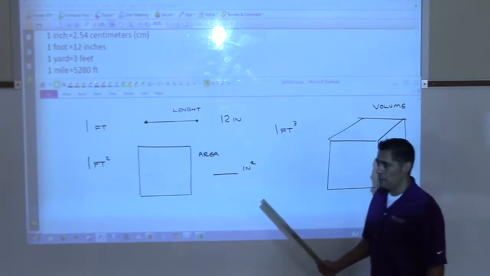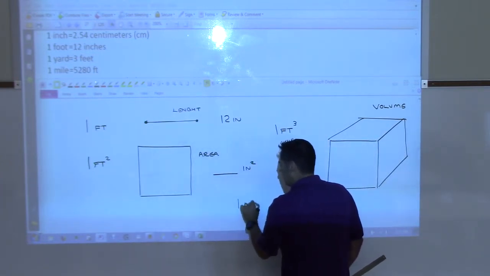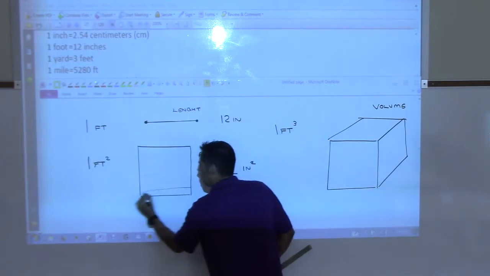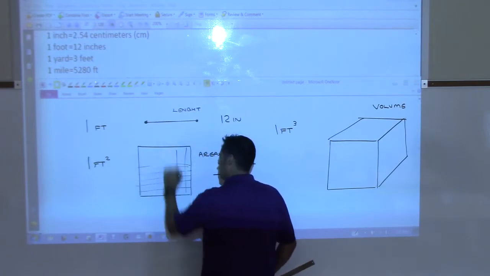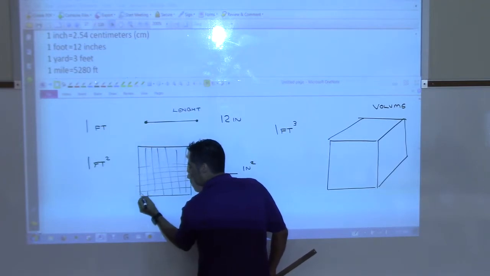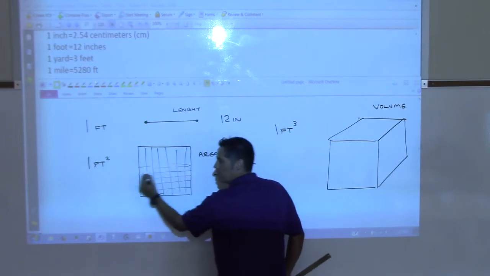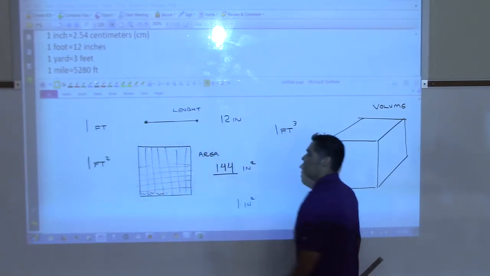Do y'all see that? Because, look, what would 1 square inch be? It'd be 1 inch by 1 inch, right? So imagine cutting this up into the 12 inches this way and the 12 inches this way. Then you're going to have 12 of these little boxes along the bottom, 12 this way, 12 that way. You're actually going to have 144 of those, aren't you?